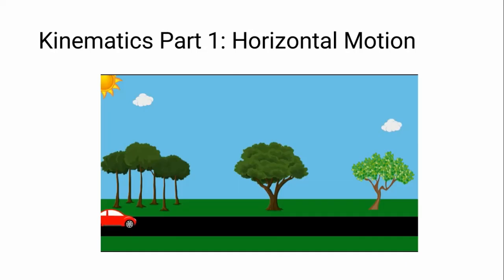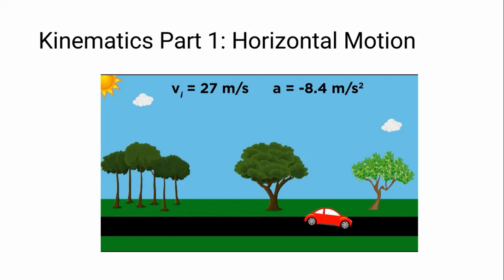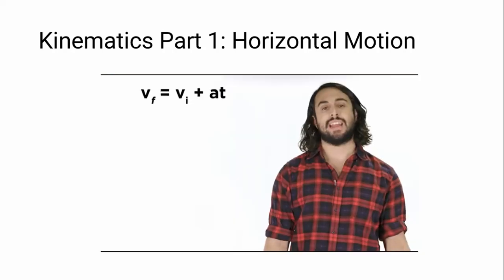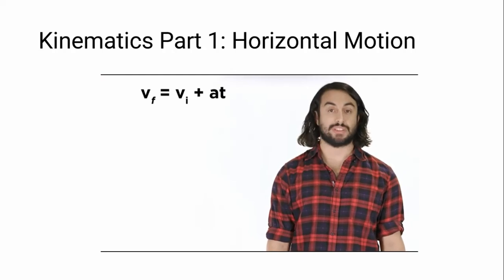Let's now consider a car that is already in motion with a velocity of 27 meters per second. Let's say you need to stop suddenly, so you press on the brakes, initiating a rapid deceleration of negative 8.4 meters per second squared. How long will it take the car to come to a stop, and how far will it travel while your foot is on the brake? Once again, let's use this equation to solve for time.